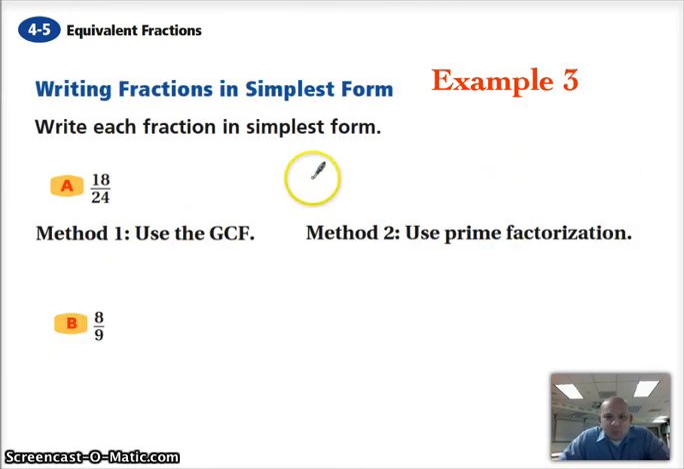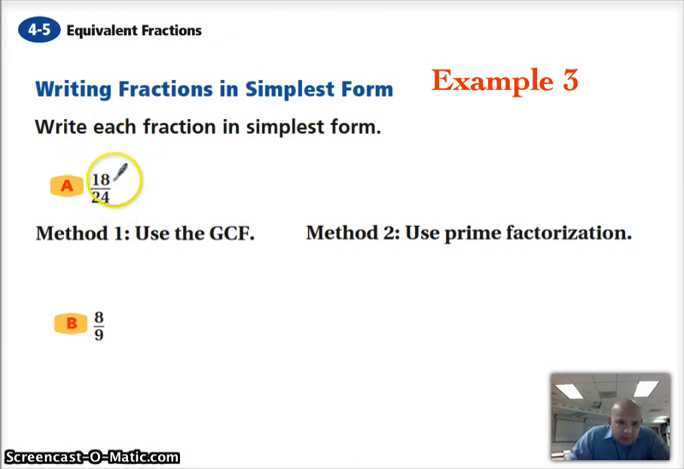Example 3, this is where we're going to look at making fractions into simplest form. Here we're going to take 18/24 and we're going to carve it down into its simplest form. 18/24. First method we're going to use is the greatest common factor. So I look at these, and certainly you can list it out or use a prime factorization tree, but I can pretty much look at this and see that 6 goes into both 18 and 24, and that's going to be the biggest common factor that they have.